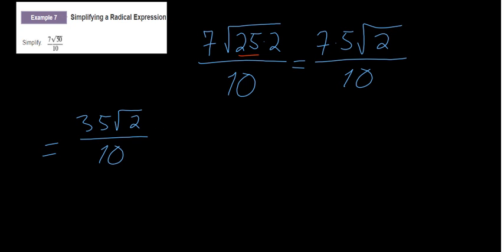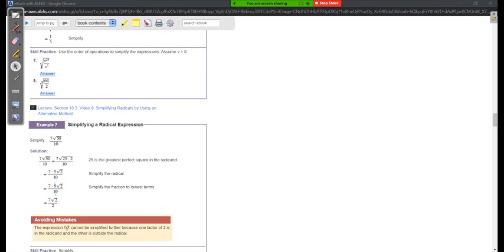And then what we're going to do next is reduce this. So 35 and 10, right? 5 will go into both of them. 5 will go into 10 2 times, and 5 will go into 35 7 times. So this becomes 7 on the square root of 2 over 2. And I guess that's it.